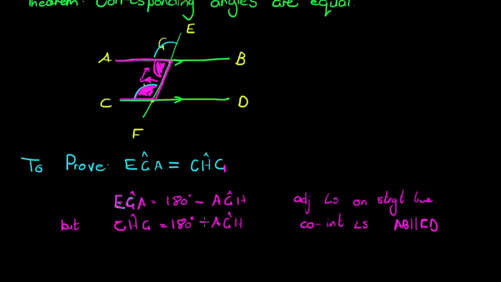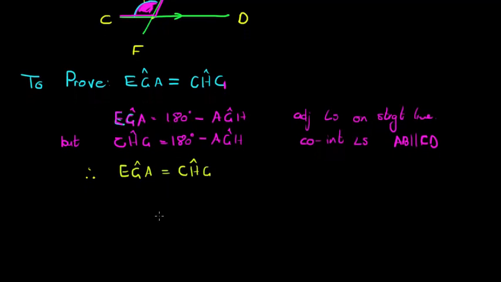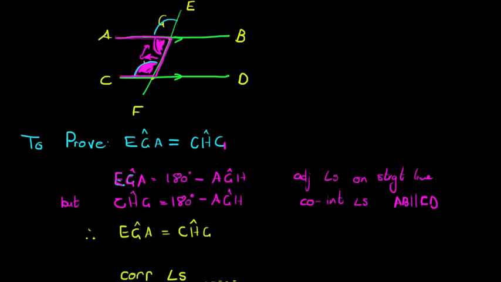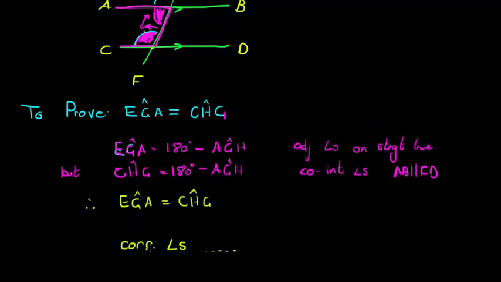And now I see I've got two expressions for two different angles, but the two expressions are the same. That means, therefore, EGA is equal to CHG. And this is going to be corresponding angles. From now on, you can use CORR angles. You're allowed to use it now. Now you're allowed to use corresponding angles are equal, as long as you use this in the reasoning, together with whatever parallel lines you are referring to.